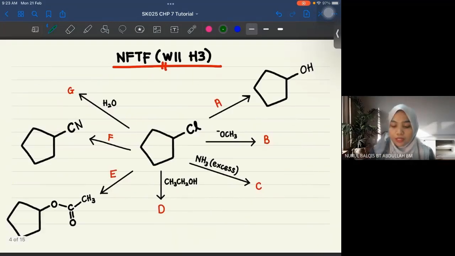Alright. So kita proceed dengan non-face-to-face questions pula untuk second hour. Okay, ini basically reactions lah. Reactions semalam kita belajar ada 3 jenis reactions involved in haloalkane: eliminations, nucleophilic substitutions dan nucleophilic addition. Okay, jadi awak kena hati-hatilah.